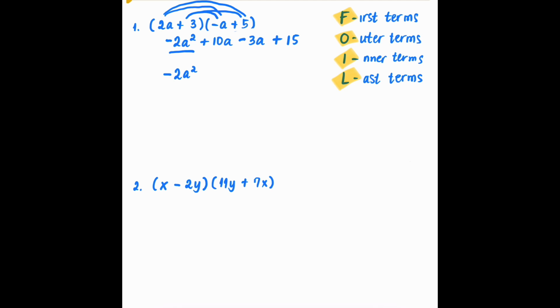And for the terms with a, we can see that there are two terms that have a variable. So we have positive 10a and negative 3a. We need to combine these terms to make it a single term. So positive 10a minus 3a gives us plus 7a. And since we only see one constant term here, we're talking about 15, we just simply copy 15. And this is our final answer: negative 2a squared plus 7a plus 15.